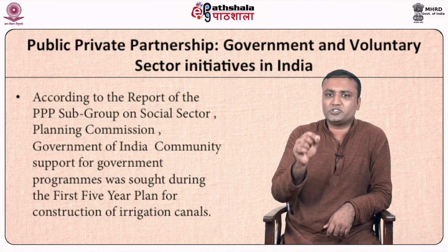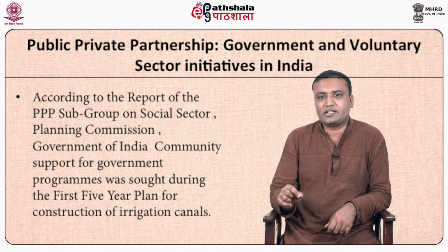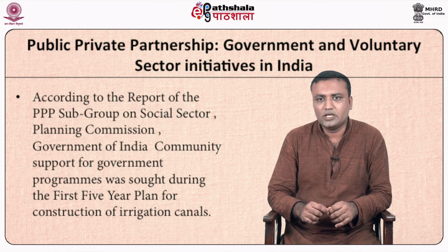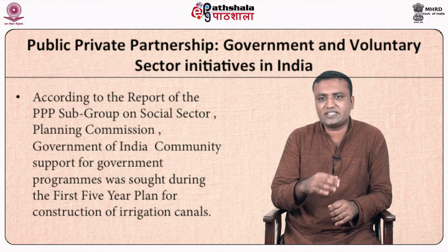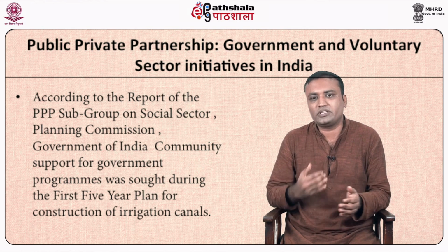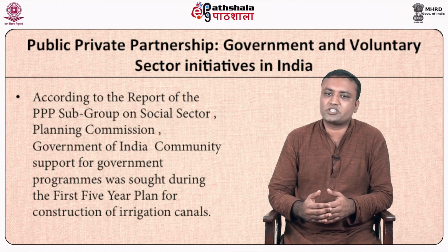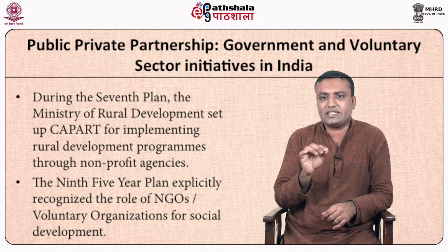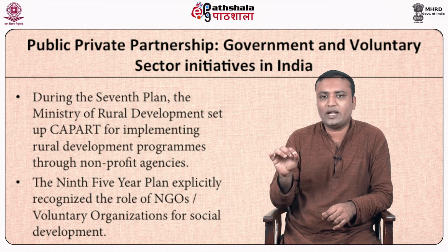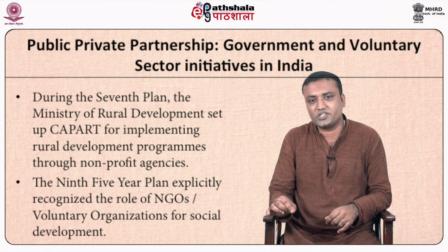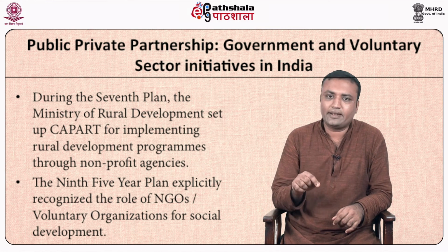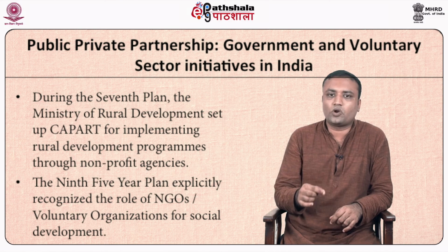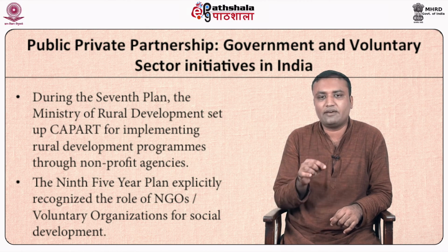Now, we will be discussing public private partnership, government and voluntary sector initiatives in India. According to the report of the public private partnership subgroup on social sector, Planning Commission, Government of India, community support for government programs was sought during the first 5-year plan for the construction of irrigation canals. During the 7th plan, the Ministry of Rural Development set up CAPART for implementing rural development programs through non-profit organizations, and the 9th 5-year plan explicitly recognized the role of voluntary organizations in the social development process.